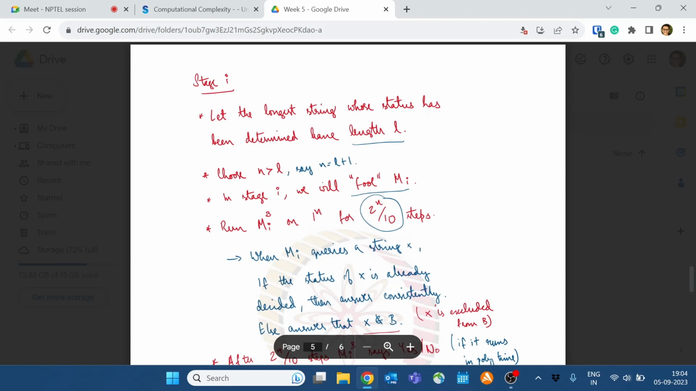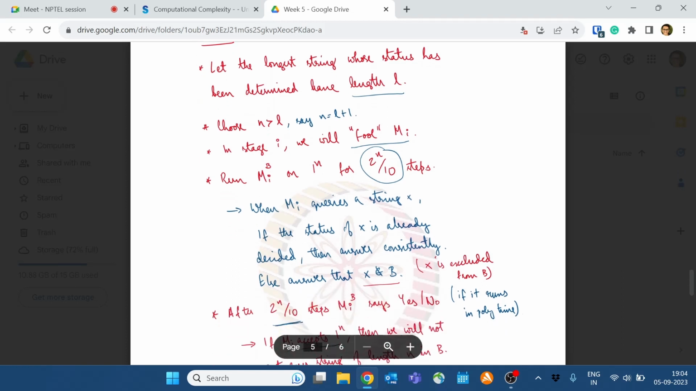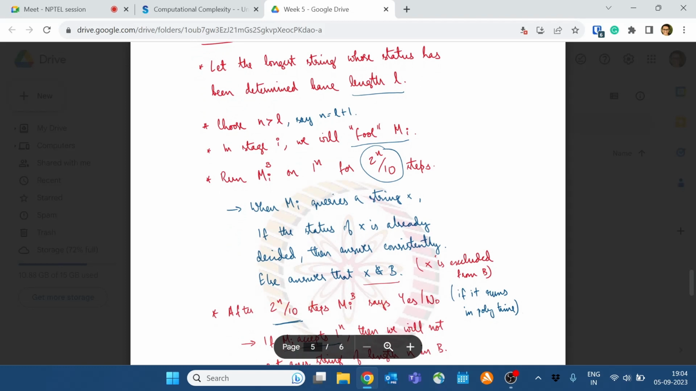Run mi to the b on 1 to the n for 2 n over 10 steps. So this is exponential, right? So how is a deterministic Turing machine able to run in exponential steps? Right now, what we are doing is constructing this language in this infinite process. And in that process, we are running mi to the b on 1 to the n for 2 n over 10 steps.